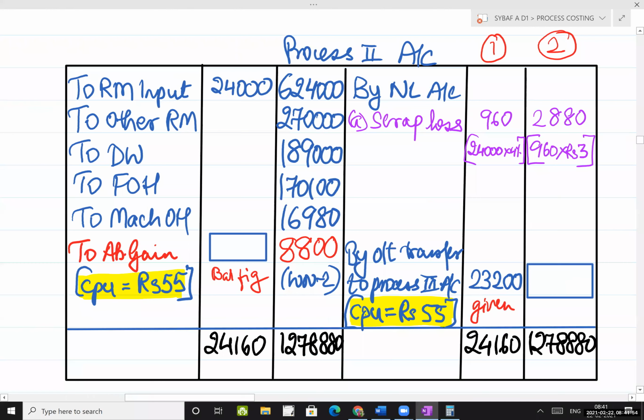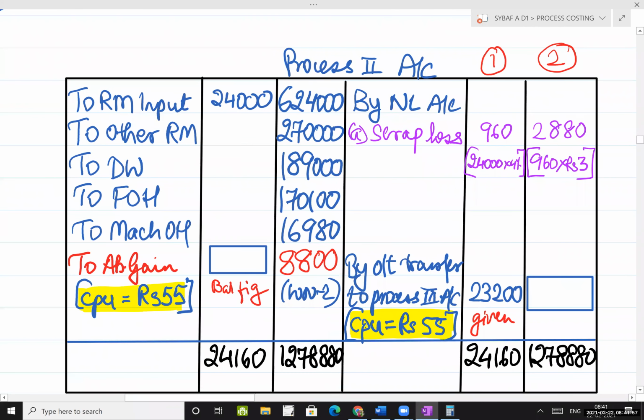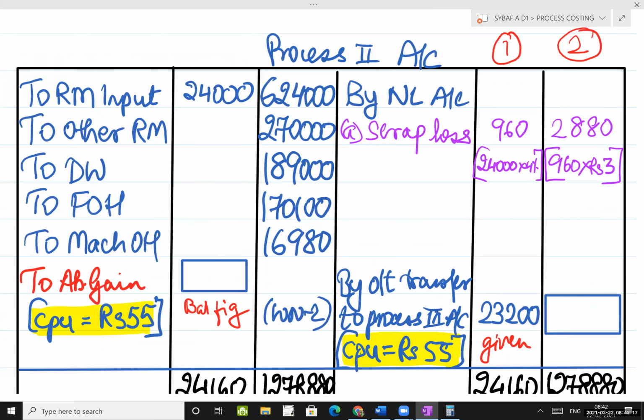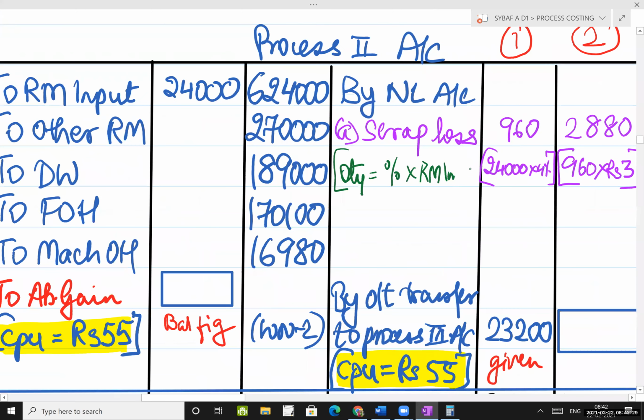Raw material input of the first process. Other raw material 2,70,000. Direct wages 1,89,000. Factory overheads 1,70,100. Machine overheads 16,980. And then normal loss. Formula will not change, students. Formula वही रहेगा. What is the normal loss का formula? Percentage on raw material input.